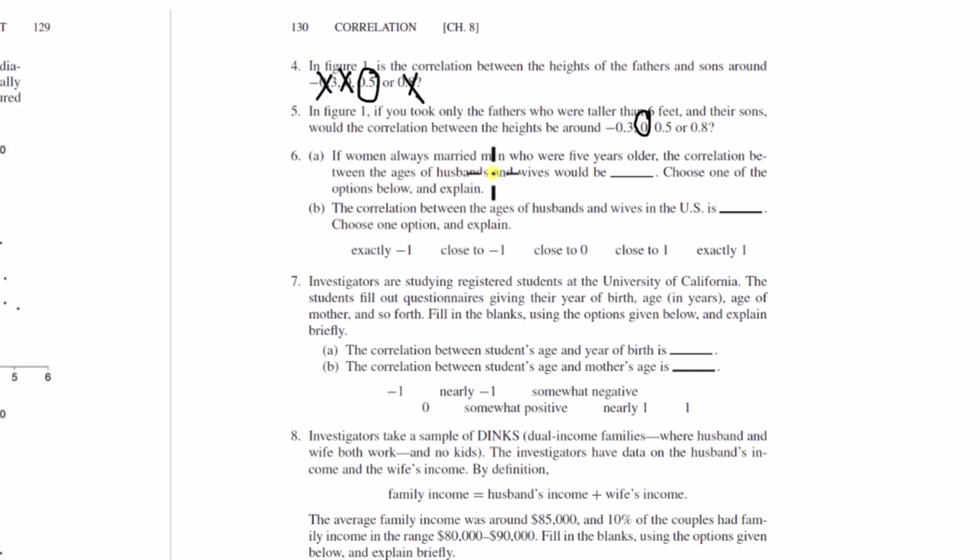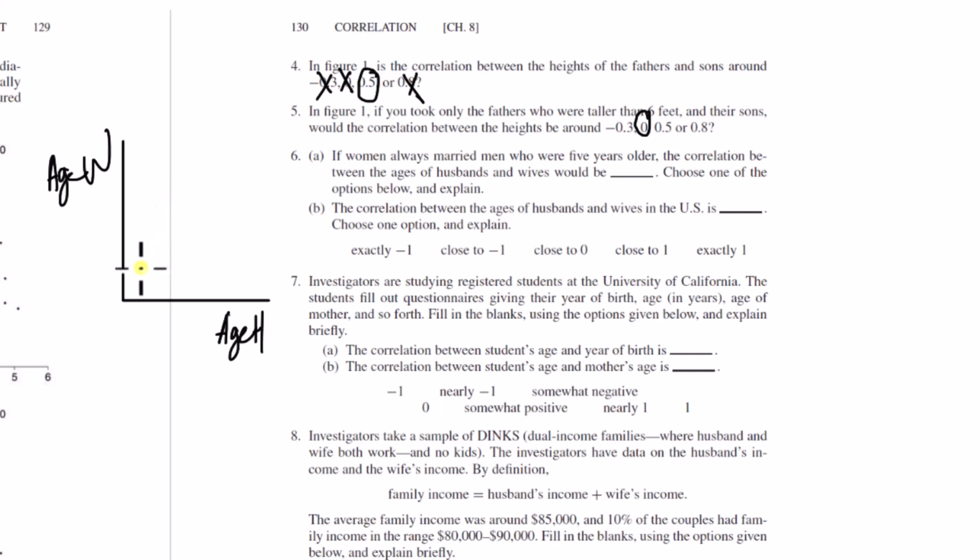If women always married men who were 5 years older, the correlation between the ages of husbands and wives would be what? Choose one of the options below and explain. Okay, so one of these options. If women always married men who were 5 years older, the correlation between age of husband and age of wife would be what? So you have an age of a woman, but the age of the husband is always 5 years more.